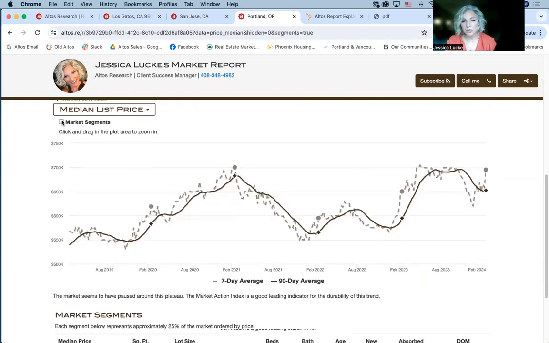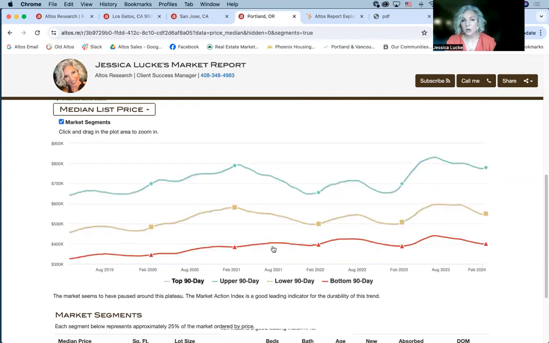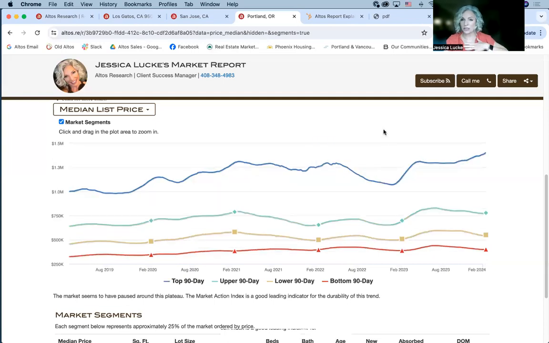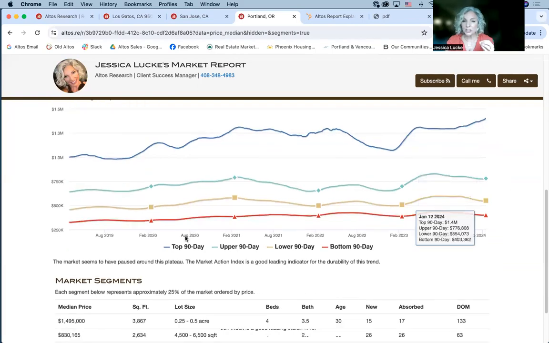Select market segments, and now you're able to see where we take the active inventory, list it from most expensive to least expensive, and then divide it by 4 so that each segment is 25% of the market. The blue line always represents the most expensive 25% of properties, and the red always represents the least expensive 25% of properties. Now, again, market segments is great. You can see the difference here, but what's great is that you can turn things off.